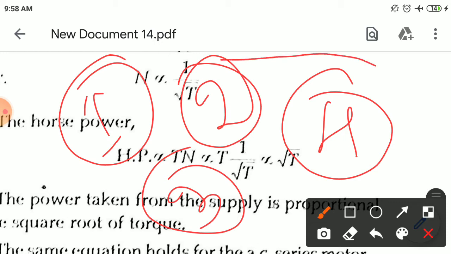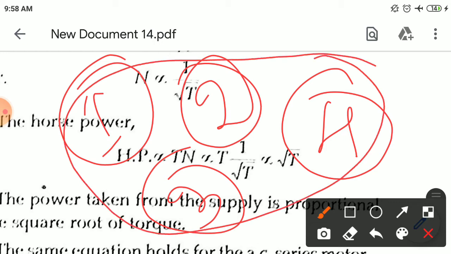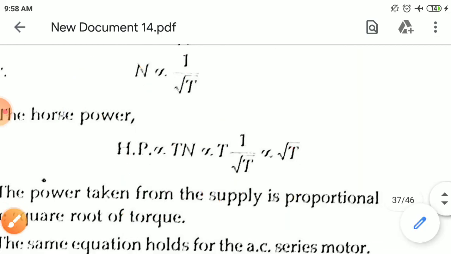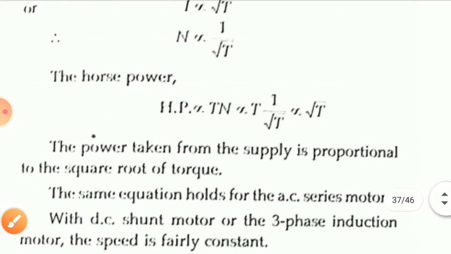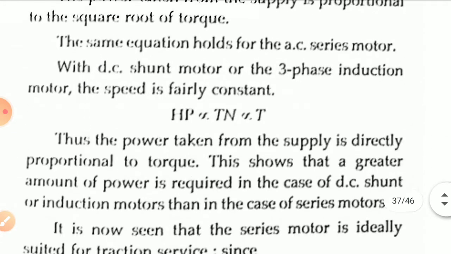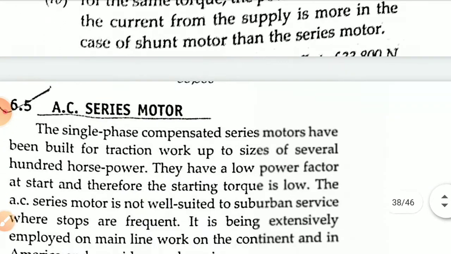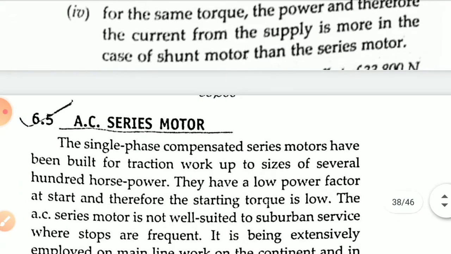Because of these four reasons, we can say that the series motor is ideally suited for the traction services. Okay, that's about why the series motor is used for traction service. Next is the AC series motor.